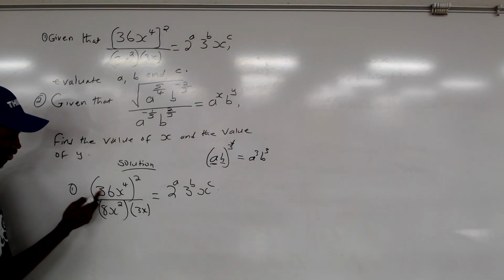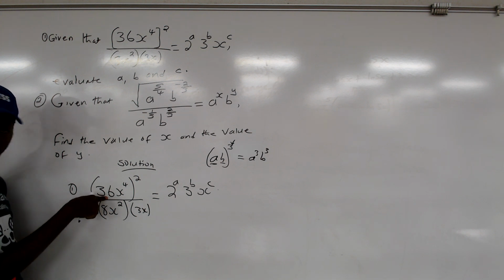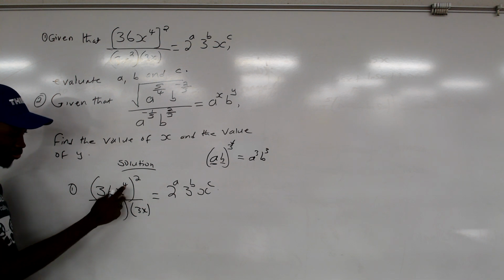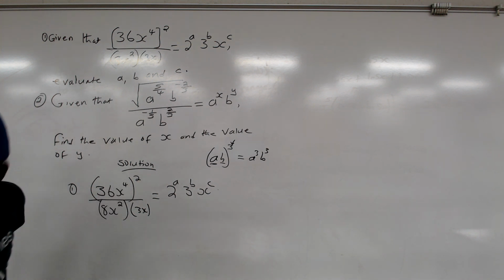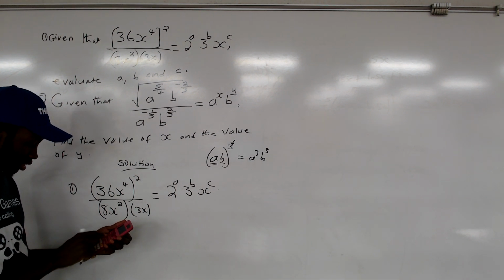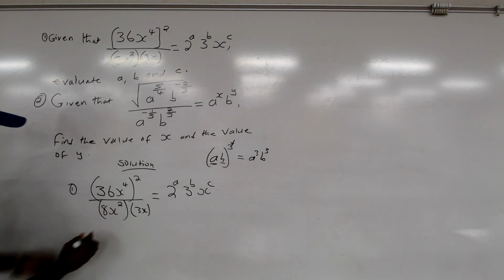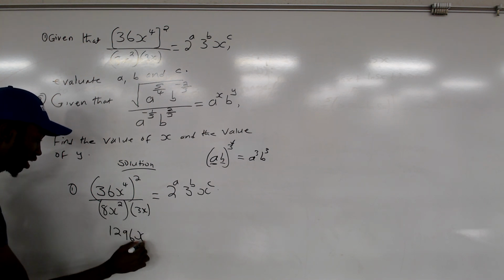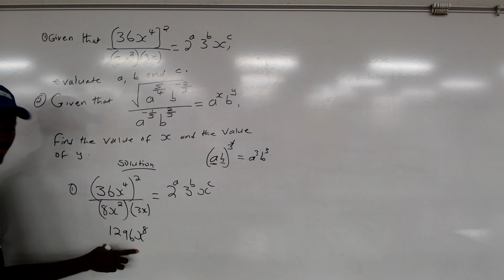Similarly, if we have 36x raised to the power 4 raised to the power 2, simply this 2 is affecting this 36, so we're going to have 36 squared, as well as x to the power 4 raised to the power 2, where we multiply 4 times 2, which gives us 8. So 36 squared will give us 1296, and 4 times 2 gives us 8. So when we expand, this is what we have.